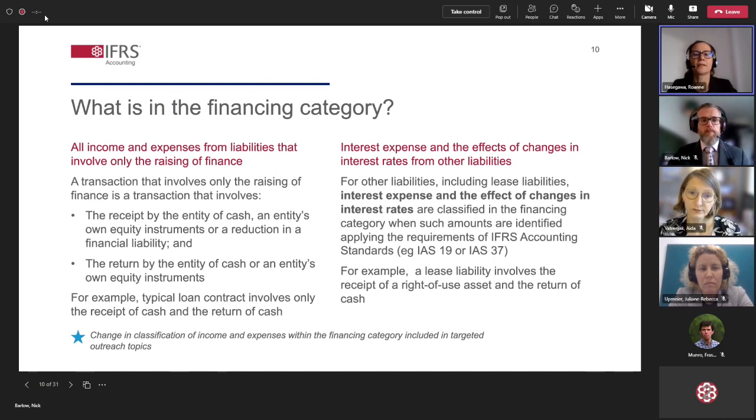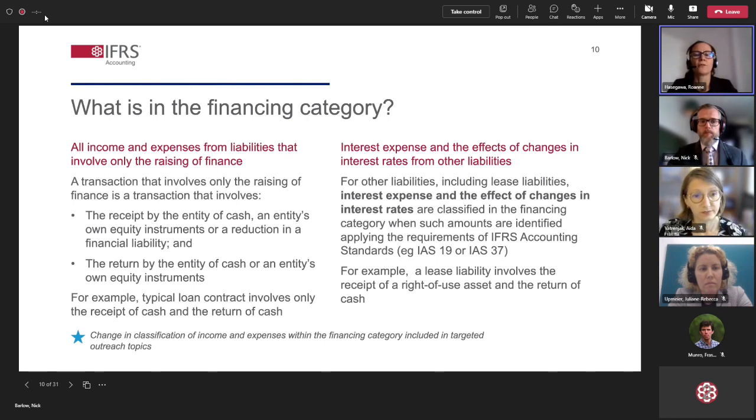So how will income and expenses be classified in the financing category? Applying the IASB's tentative decisions in the redeliberations, the financing category would include all income and expenses from liabilities that involve only the raising of financing and specified income and expenses from other liabilities. So all income and expenses from liabilities that involve only the raising of financing are income and expenses from a transaction that involves the receipt by the entity of cash, an entity's own equity instruments, or a reduction in a financial liability, and the return by the entity of cash or an entity's own equity instruments.